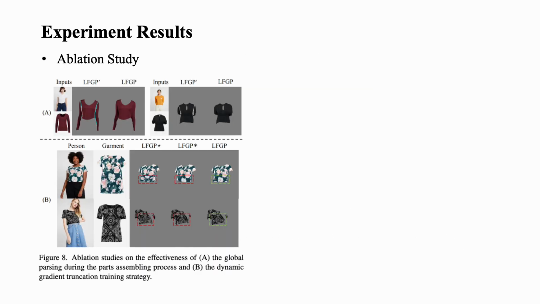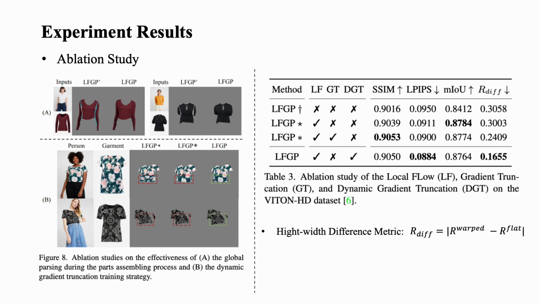We also conduct ablation studies to validate the effectiveness of the LFGP warping module and the DGT training strategy. As shown in Fig A, by using the Global-Parsing for warped part combination, the overlapping artifacts between different warped parts can be eliminated. As shown in Fig B, by using the DGT training strategy, the warp results can avoid texture squeezing or stretching, therefore leading to distortion-free warp results. As shown in the quantitative results, using local flow warping results in higher mIoU scores, illustrating better semantically correct warp results. On the other hand, using the DGT training strategy results in lower height-wise difference scores, illustrating better preservation of the garment shape.